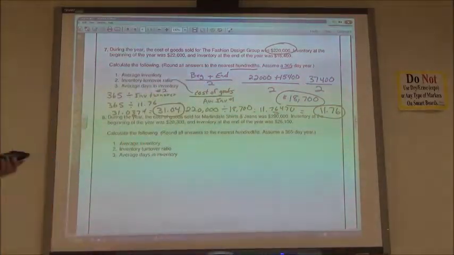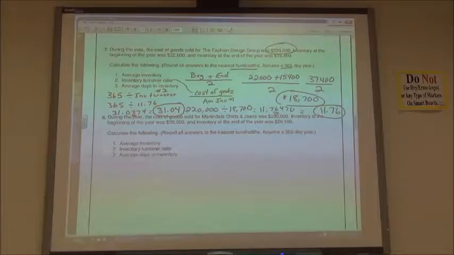Number 8, same kind of thing. During the year, the cost of goods sold for Martindale shirts and jeans was $290,000. Inventory at the beginning of the year was $20,300. Inventory at the end of the year was $26,100.